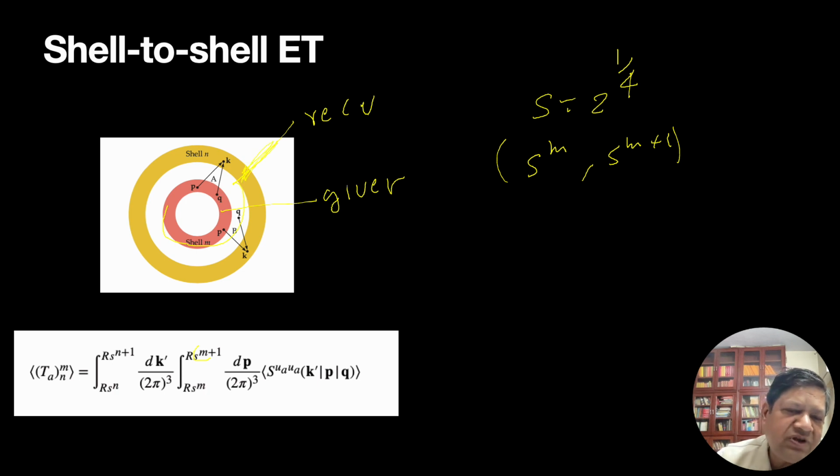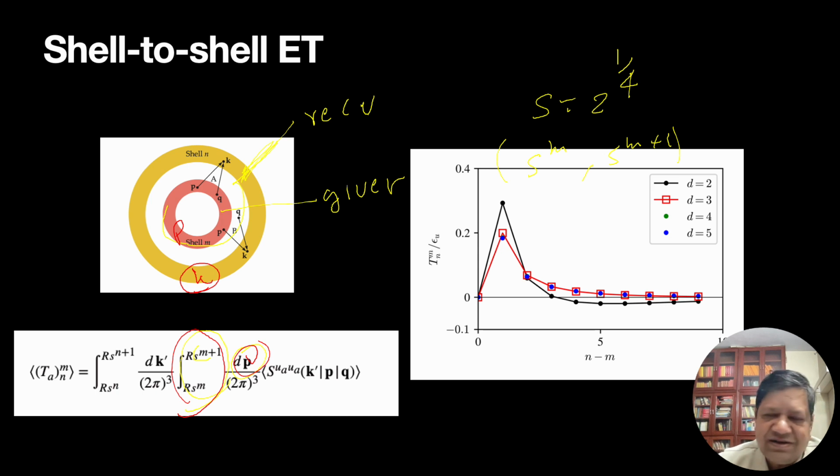And what do I do? P is residing in the giver shell, P is inside this region, and K is here, in the receiver shell, and integrate. This is doable with field theory as well, a bit of algebra, and we find that interestingly, for d equal to 3, the transfer is forward.